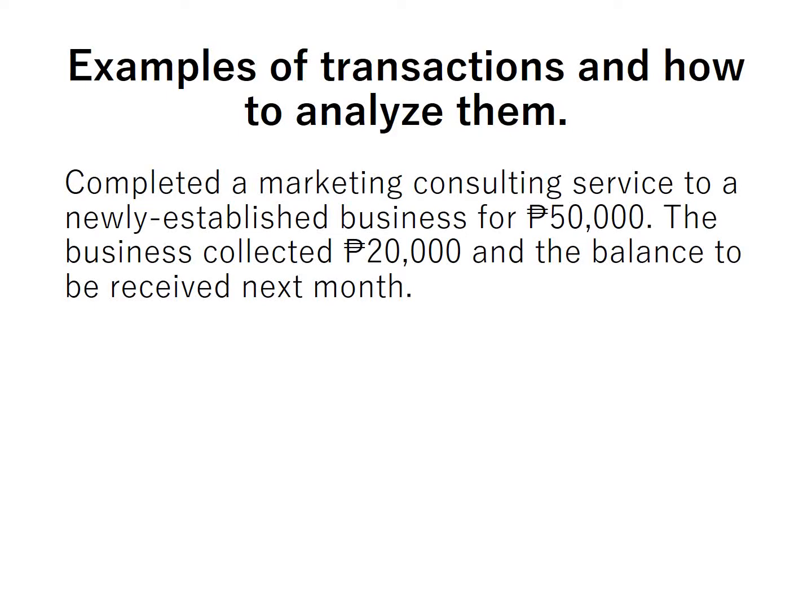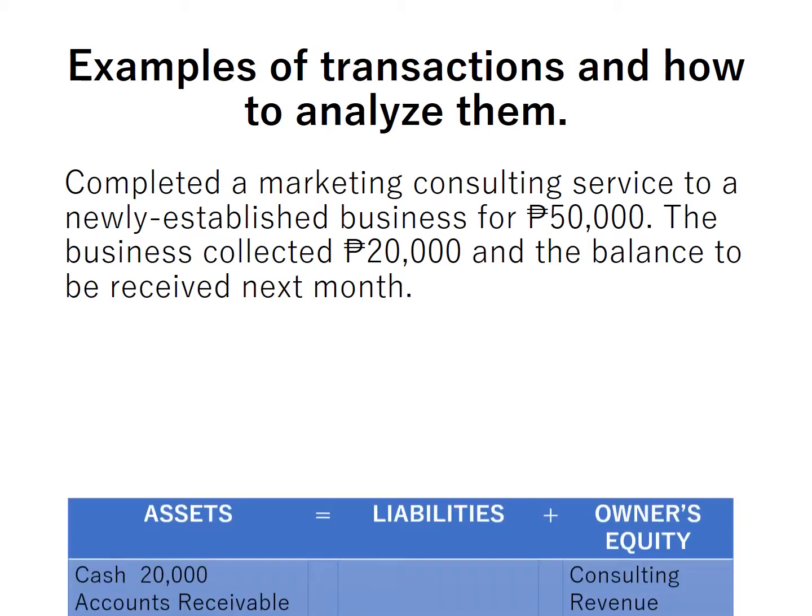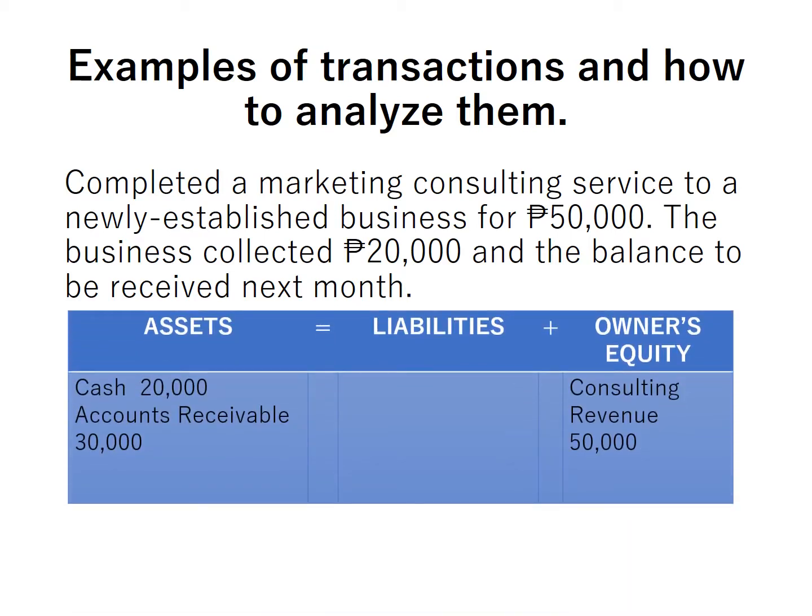Next transaction, the business completed a marketing consulting service to a newly established business for 50,000 pesos. The business collected 20,000 pesos and a balance to be received next month. What are the accounts affected? The first account affected is cash because the business received cash. The other account affected is accounts receivable because the business has a collectible.